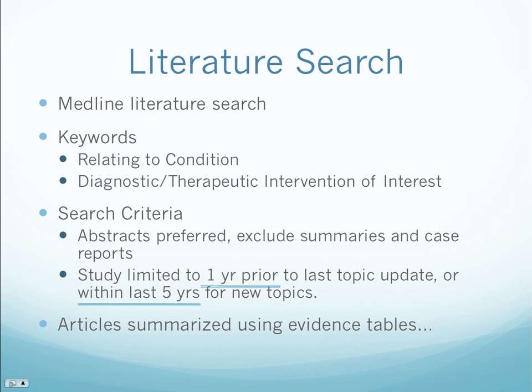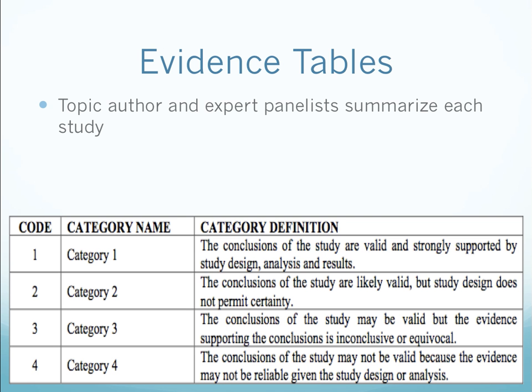Once relevant literature is found, summaries of each study are created using evidence tables. The evidence tables are completed by the topic author and expert panelists. When filling out the forms, they must consider the strength of evidence of the study and group it into one of the 4 categories, as described in the table below.